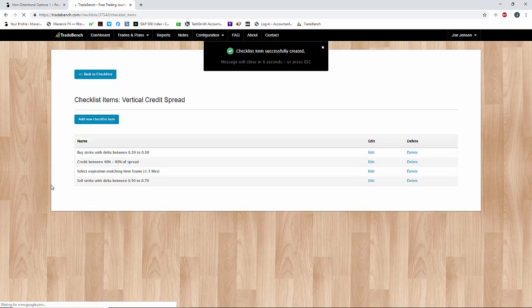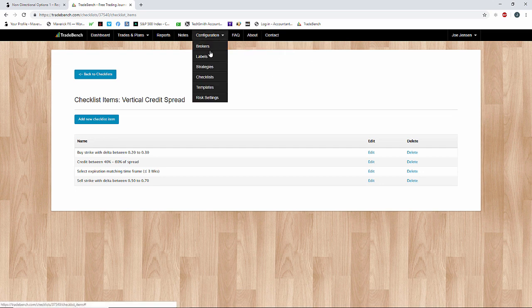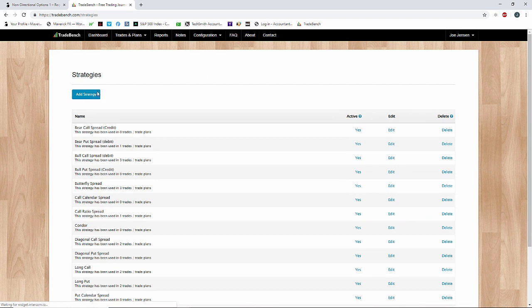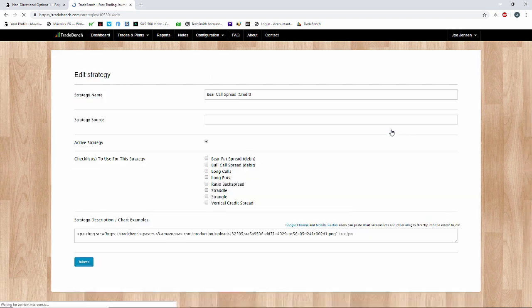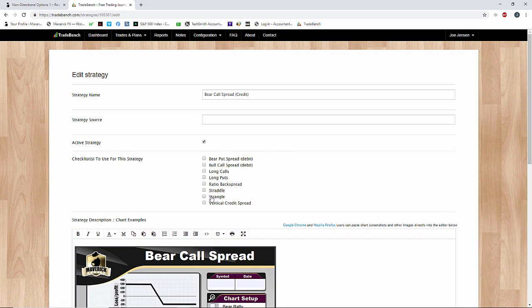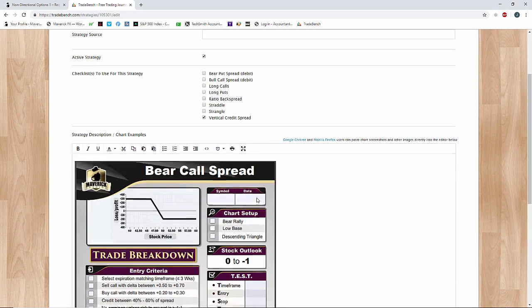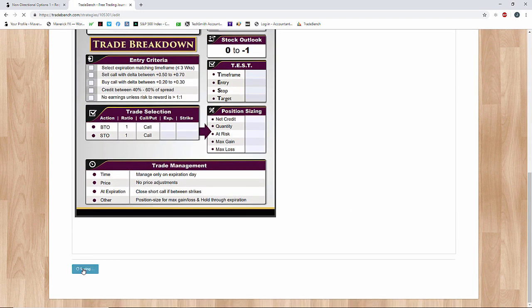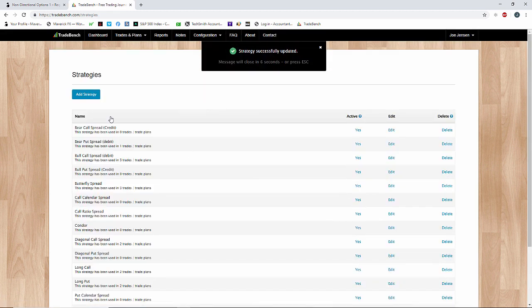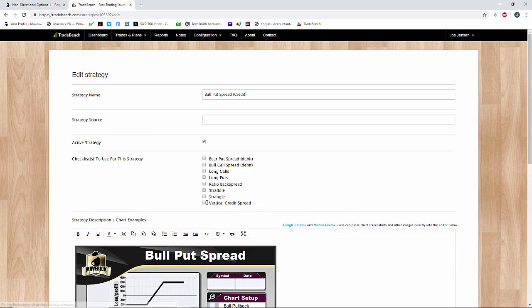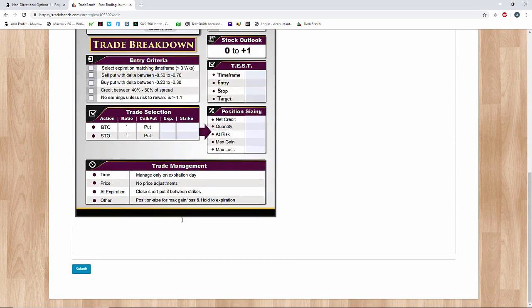Okay, here we go. So we are done. Checklist is over. Let's go to our strategies. And I'm going to click on the bear call spread, hit edit, and I'm going to add our vertical credit spread checklist to it. Scroll down here and submit. And since we're here, we might as well go to the other credit, which is the bull put side. Hit edit here, and add the vertical credit spread checklist to it as well.